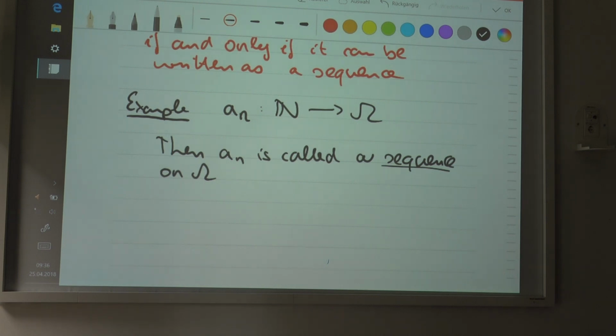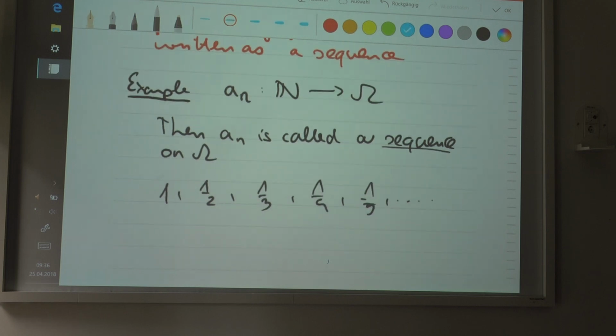So for instance, just to give you an example: 1 over 2, 1 over 3, 1 over 4, 1 over 5, and so forth, right? That could be the first element, that could be the second one, that could be the third one, and so forth, okay? So for a natural number, we assign a certain element from the abstract set, and that is generating a sequence.